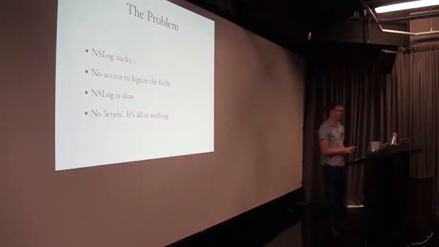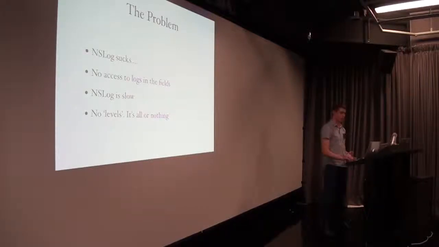So the problem is that NSLog sucks. It's slow, and you can't access logs in the field. If you just use NSLog, you'll have the output going to the Xcode console. Apple's not very happy about that, so if you have too much NSLogging happening in the field, they won't even let your app through. And it's all or nothing. There is no concept of errors only, or showing only errors or warnings or infos or verboses. It's just on or off.